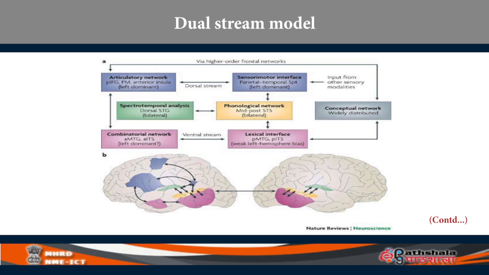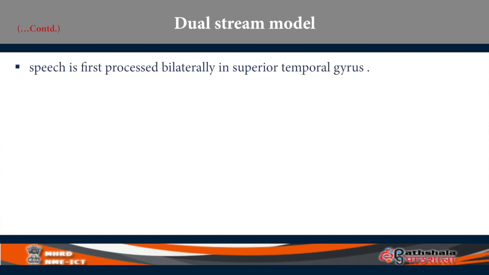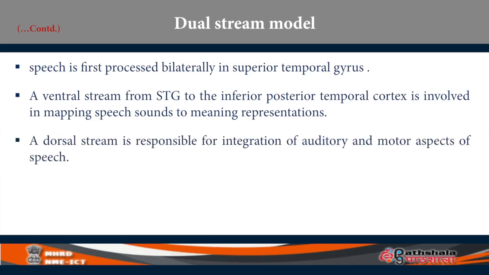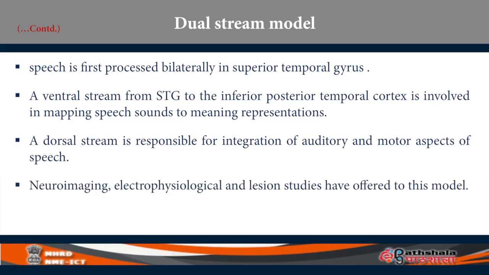So what is the dual stream model actually saying? It's saying speech is first processed by both hemispheres, then there is a ventral stream going from the superior temporal gyrus to the inferior posterior temporal cortex, involved in mapping speech to meaning representations, and then there is a dorsal stream responsible for integrating auditory and motor aspects of speech, sensory and motor. Sensory is in this case auditory because we are talking about spoken language. The dual stream model is supported by a whole lot of neuroimaging and electrophysiological studies, also lesion studies.